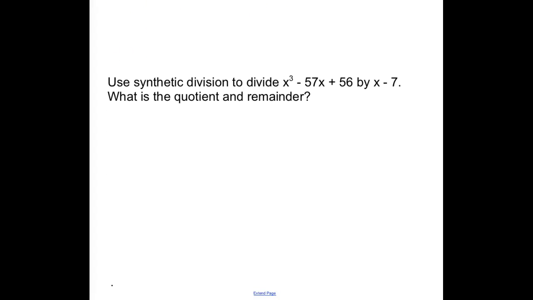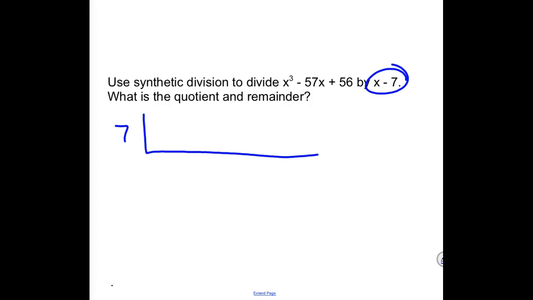All right, moving on to our second one. It says, use synthetic division to divide x cubed minus 57x plus 56 by x minus 7. Again, we have a linear divisor. What's going to go in front? A positive 7, okay? Another way to look at it is what makes it 0. All right? Can you picture a 7 making that 0?